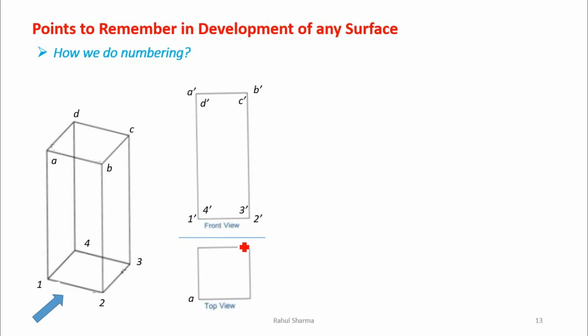You can see A, B, C and D as visible points, and numerals 1 2 3 4 are not visible in the top view because they are at the base. From the top you cannot see them, so they come inside the object. So this is the way we do the numbering. Now we will see in development how we do the numbering.